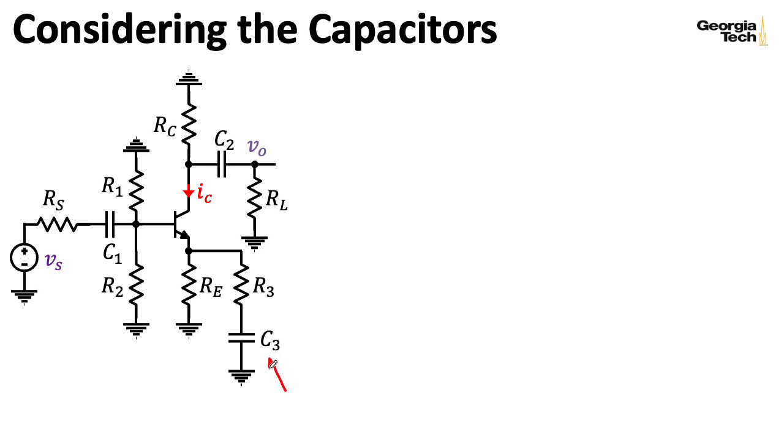Okay, so now let's focus on C3. This is a partial bypass capacitor.